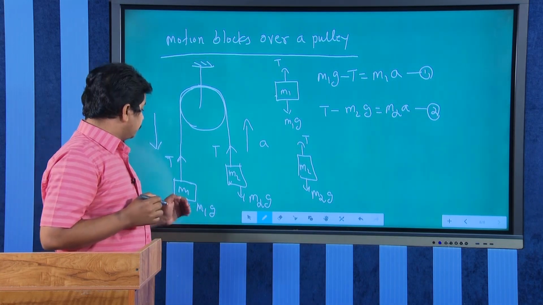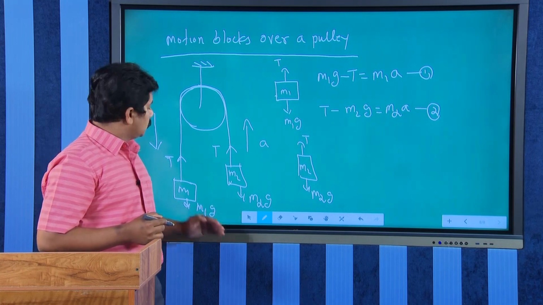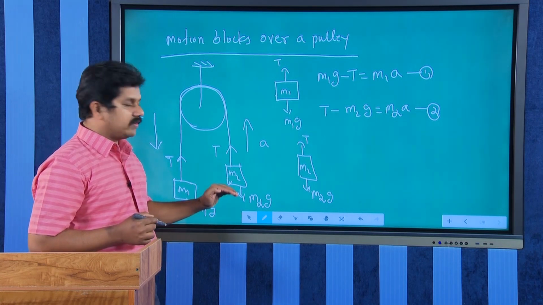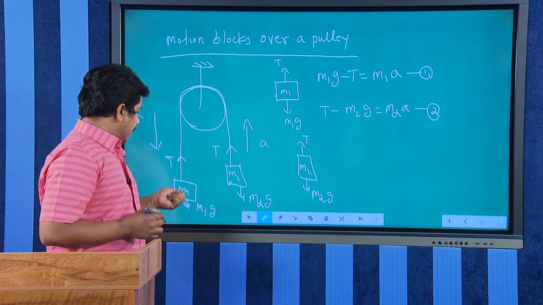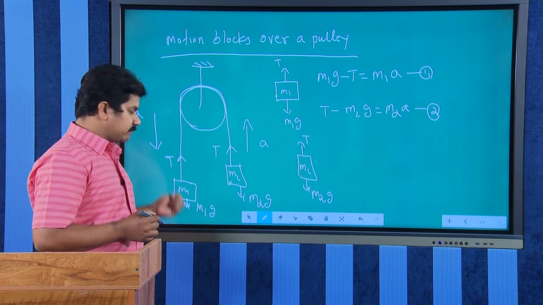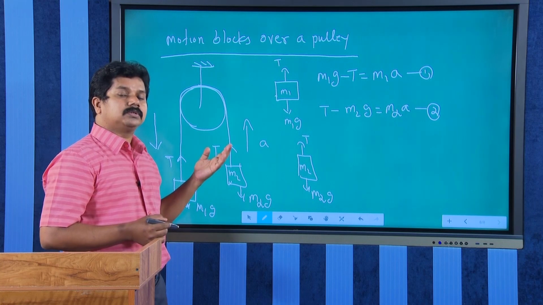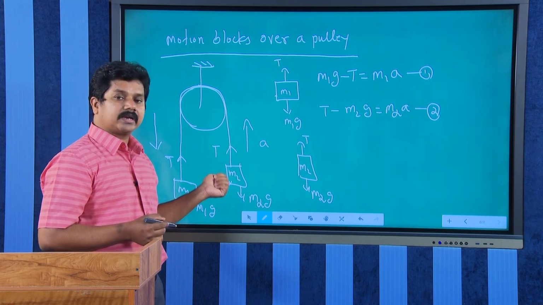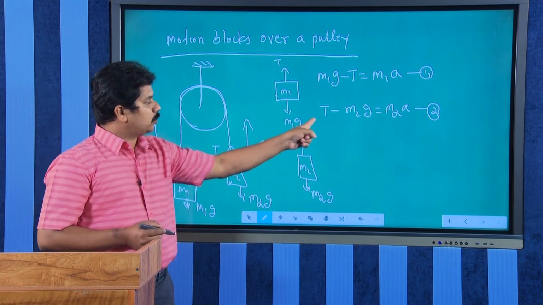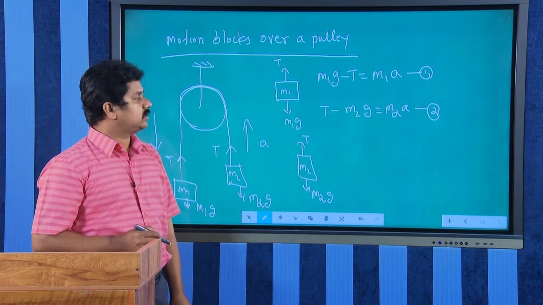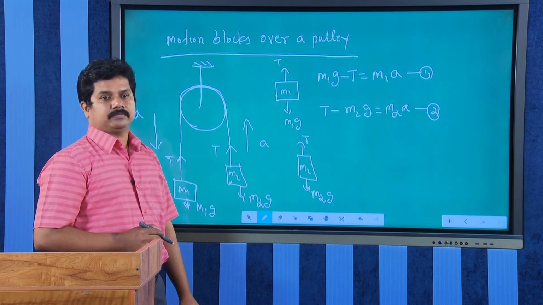We assume that m1 is greater than m2. So, m1 will move down, m2 will move up. So, m1 g will be greater than T, that is why it is moving down. Here m2 is moving up. So, T should be greater than m2 g. So, the equation will be T minus m2 g equal to m2 a.